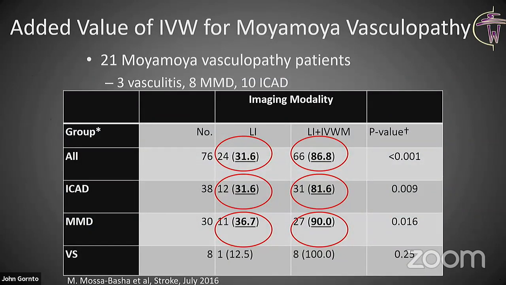We did the same study with Moyamoya vasculopathy, looking at Moyamoya disease, atherosclerotic Moyamoya syndrome, and inflammatory vasculopathic Moyamoya. And we found similar results when we included vessel wall imaging, in a study similarly designed to the prior one. There was a significant improvement in most categories in terms of accuracy, going from 30% to 80 to 90%. The only category where it wasn't significant was the inflammatory vasculopathy category, and that was mainly because we had so few cases, but there was a dramatic difference in that accuracy.